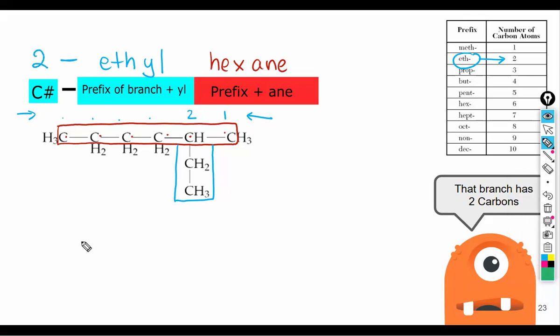So his full name would be 2-ethyl, no space, hexene. There's no space here between the L and the H. And you must put the dash. If you don't put the dash, well, it's not 100% correct. For those who got it wrong, just let me know if you see it.